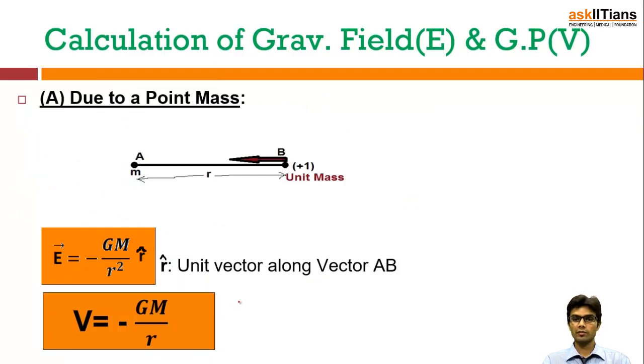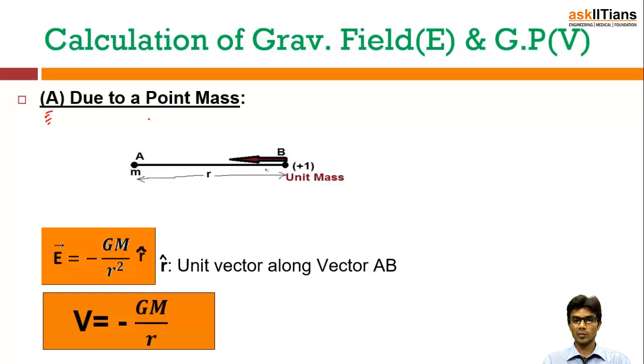Calculation of gravitational field and gravitational potential. Now we are going to study the calculation of gravitational field and gravitational potential at various points due to various types of masses. Let us consider case 1, or case A: calculation of gravitational field and gravitational potential due to a point mass.